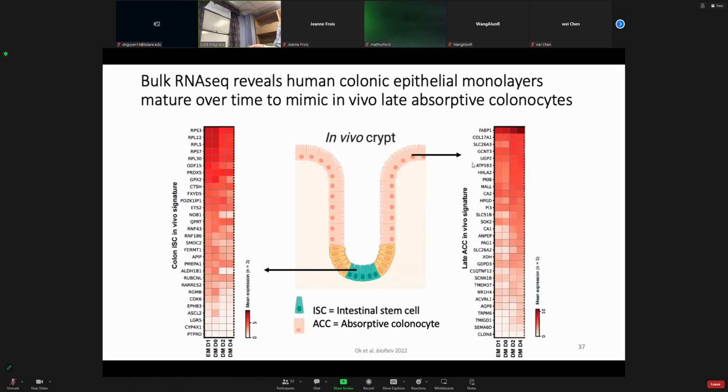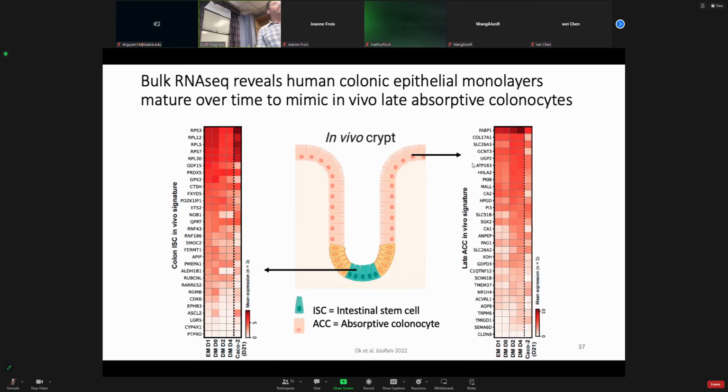So conversely, the genes here are late absorptive colonic in vivo signature. So this is a panel of genes we use for that signature. And in this case, you can see that the stem cells start out low and then they go high. And it's exactly what we would predict.